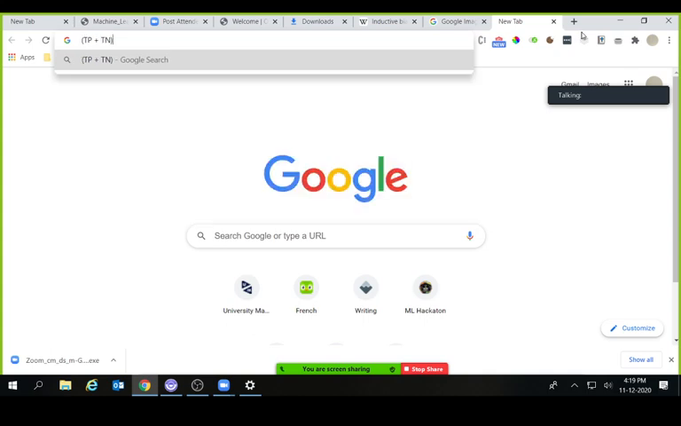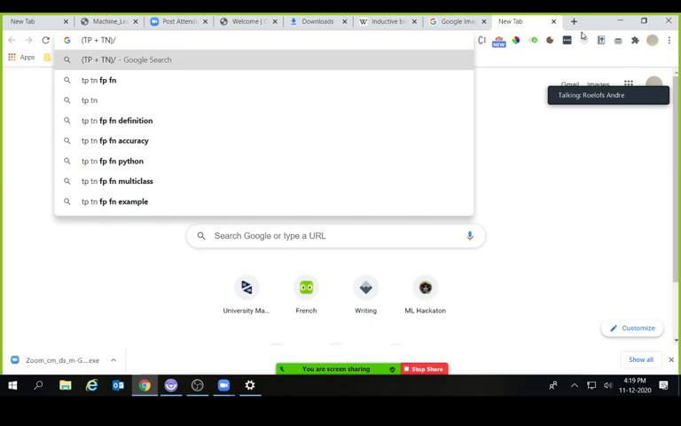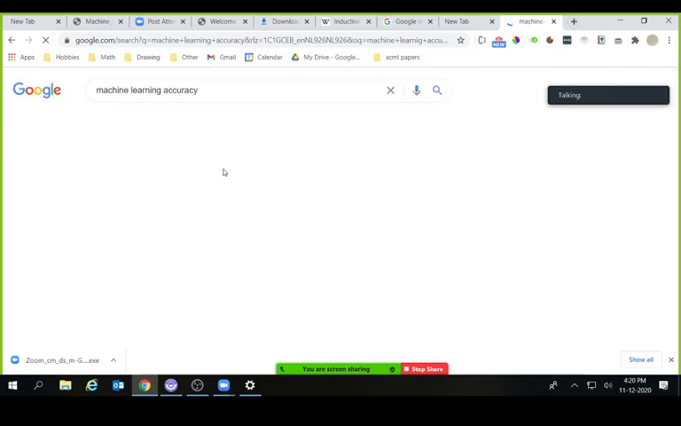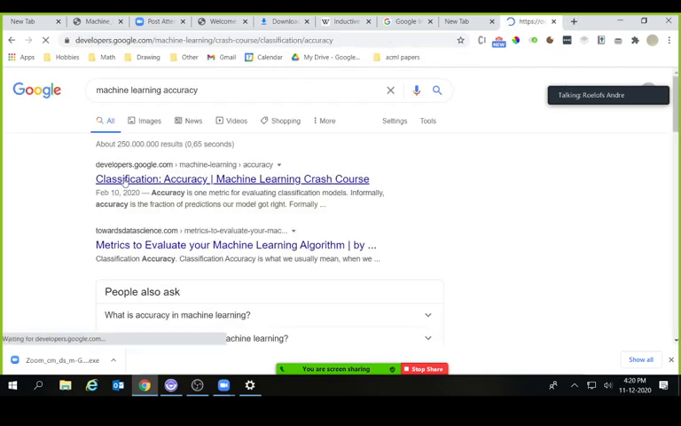Divided by positives plus negatives. Just let me look very quickly. Machine learning accuracy. If it's correct, but I'm almost certain that it is correct.